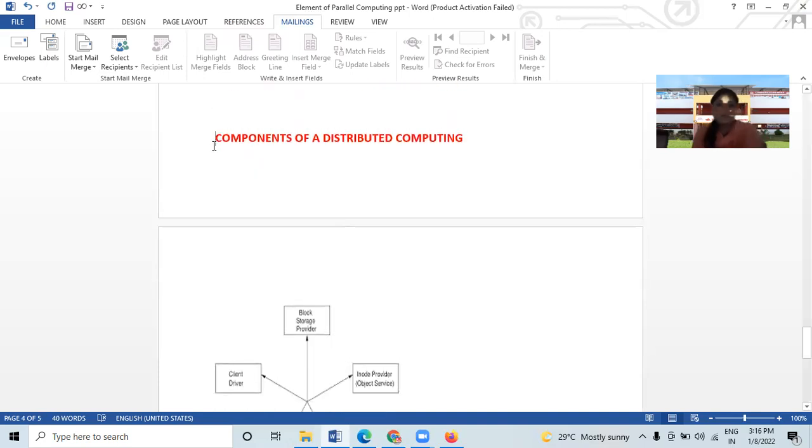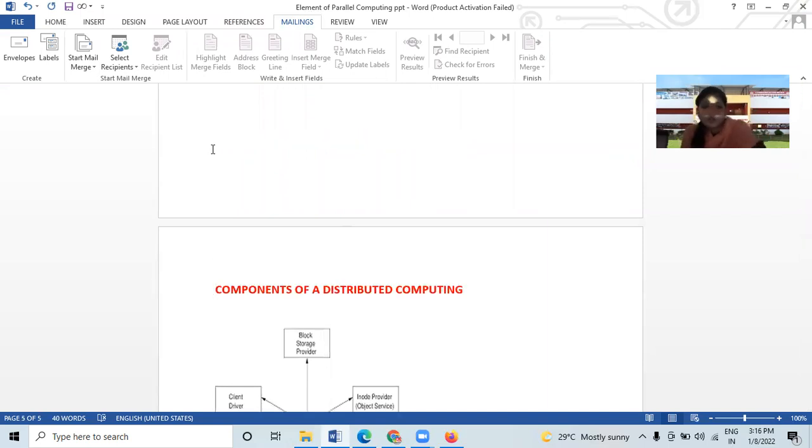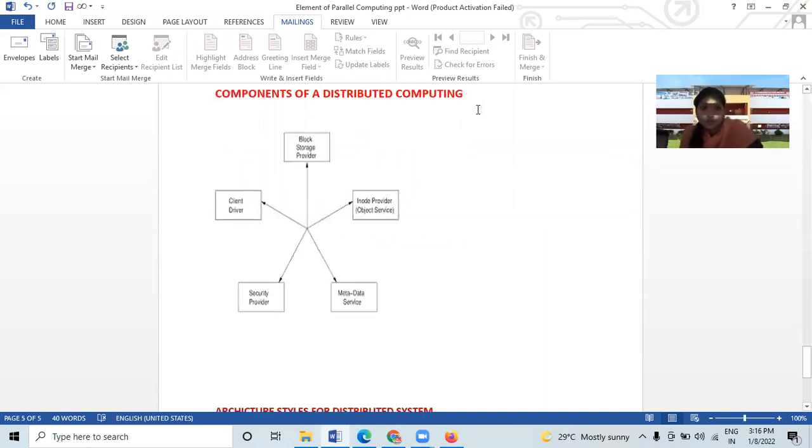Component. Here we have block storage provider, client driver, then security provider, metadata service. Metadata service is nothing but the data about data service, right? And data about data means it gives the information of data.